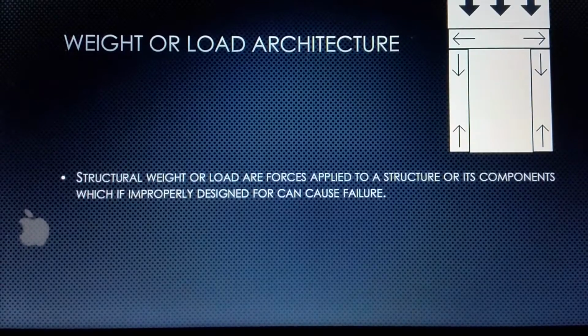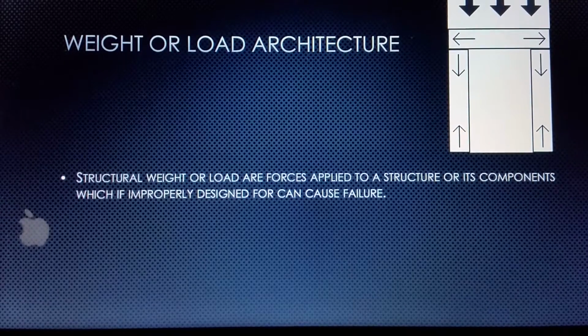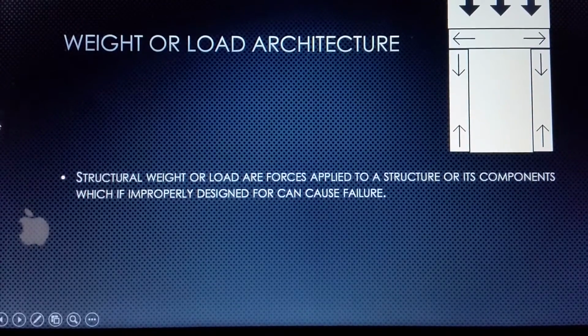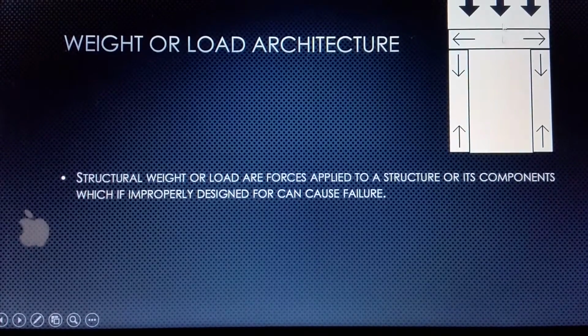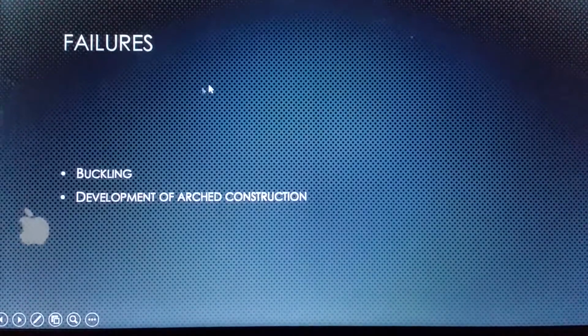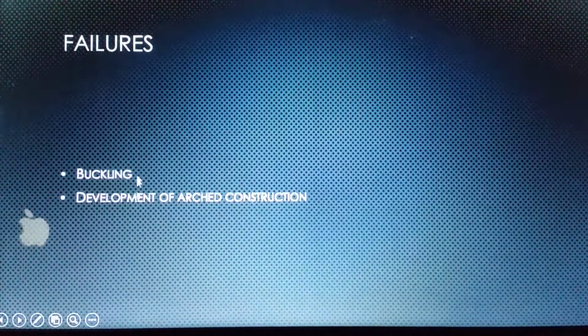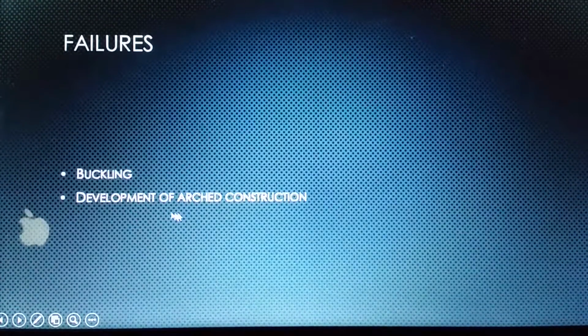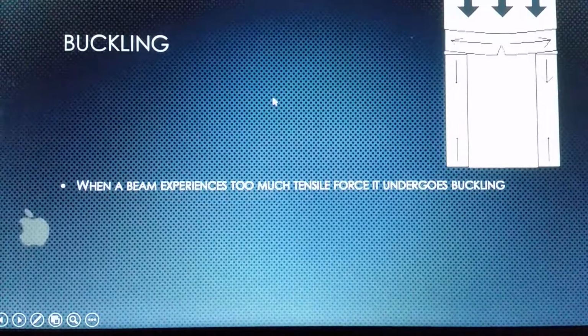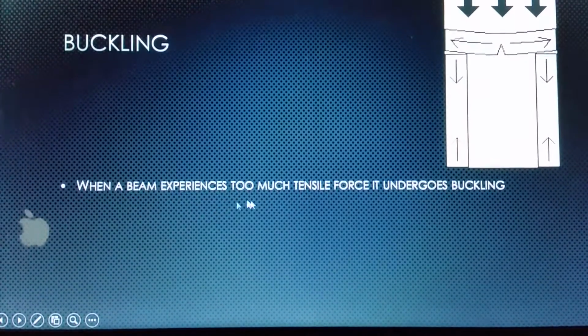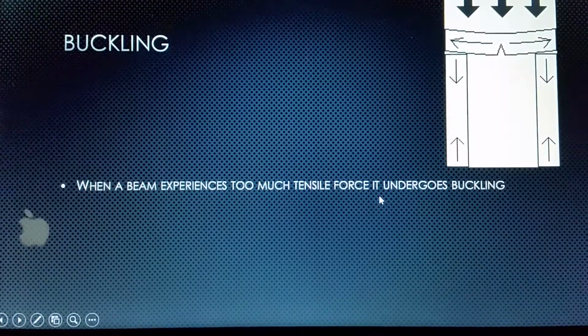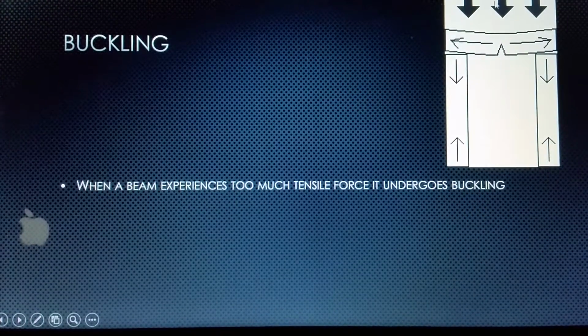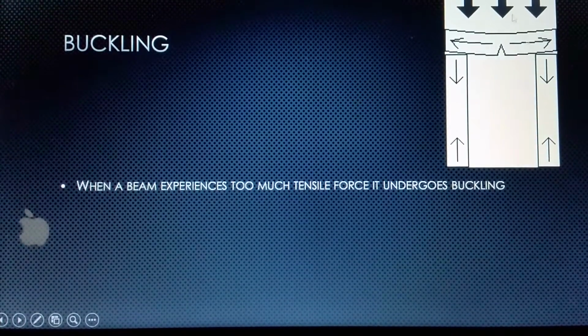Weight or load in architecture is the forces applied to a structure or its components, which, if improperly designed for, can cause failure. Essentially, it is just these arrows at the top that are moving the load down below. Failures. Two common failures are buckling, which created the development of arch construction. Buckling is when a beam experiences too much force and undergoes failure. This beam up top here is failing due to this load.